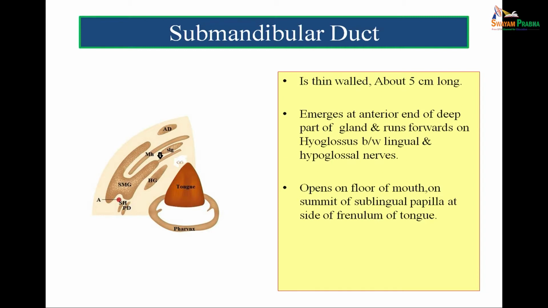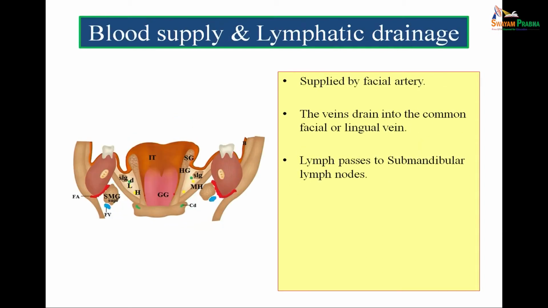Now the opening of this duct is important. It opens on the floor of the mouth, on the summit of sublingual papilla, at the side of frenulum of the tongue. Now this gland is supplied by the facial artery, which is making up the arterial component of supply to the gland. The veins drain into the common facial or the lingual vein, while the lymph passes to the submandibular group of lymph nodes.